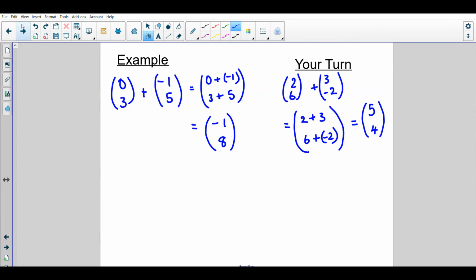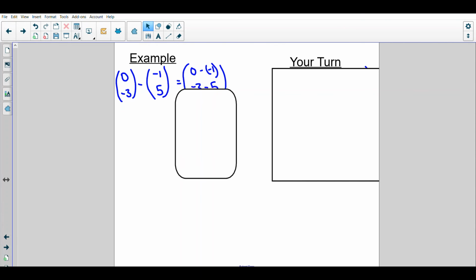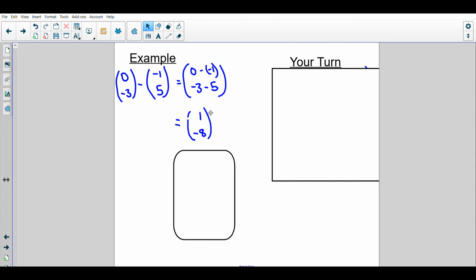Let's try another example. This time we're going to do a subtraction. So we have 0, negative 3, take away minus 1, 5. You'll see that in the working out I put the negative 1 in a bracket just to make it clear and help me to remember to do take away negative 1. And doing those calculations, we get 1, negative 8.